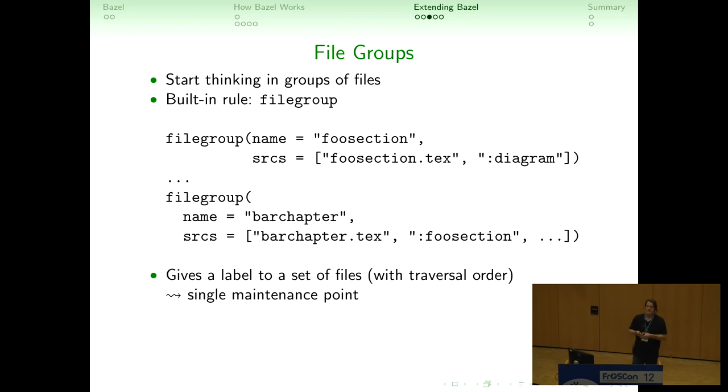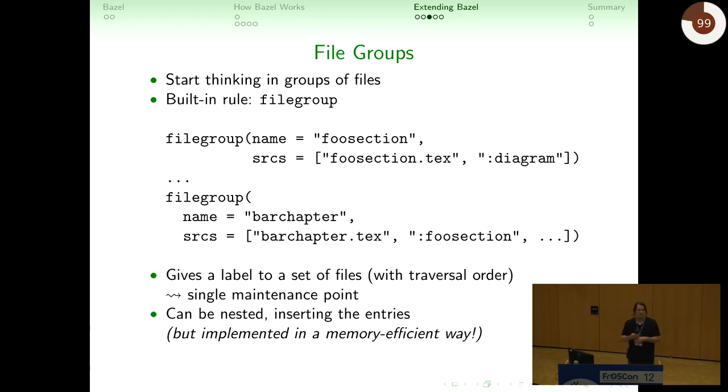So you maintain that set at one point, and wherever it's used, the dependencies get tracked correctly, and you can add a file group into another file group, that is, it would add the elements, removing duplicates, and is implemented in a slightly more memory efficient way. Now that is quite a useful concept when you think in groups of sources belonging together.